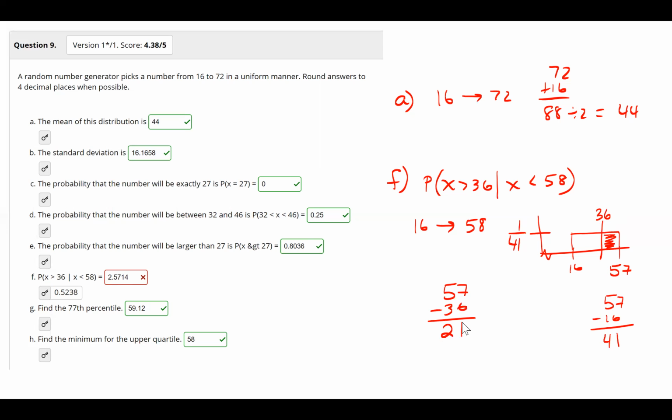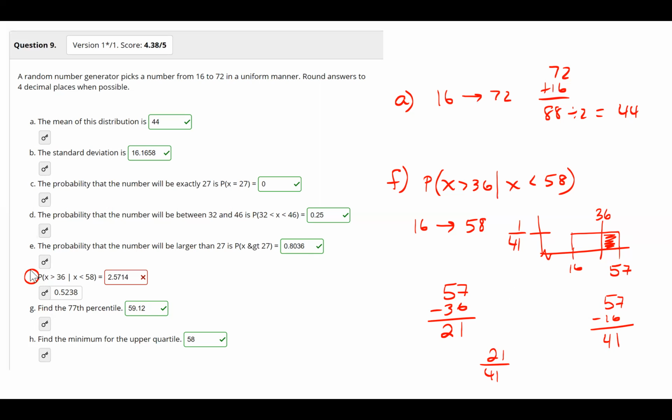We're going to take this number, 21, because that's how many numbers are left, and multiply it times 1 over 41, or technically divide by 41. So 21 divided by 41, and whatever the answer is, that should be it. So 0.5238. In fact, I have it circled. I think it's actually not correct. Great, this is the first problem we have here.